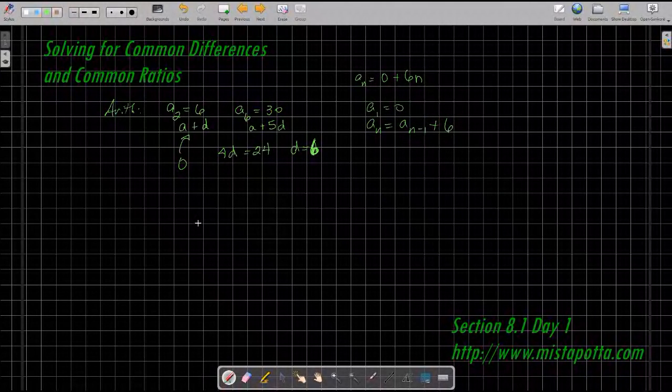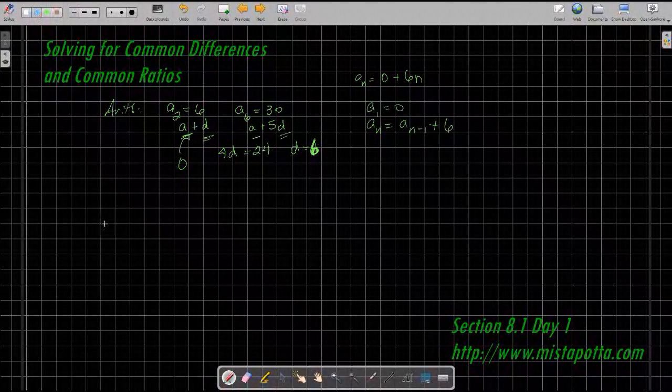So we have this method of solving for a particular sequence. If I'm given 2 elements of this sequence, I can determine both where my starting point is and where my common difference is. In essence, I'm solving a system of 2 equations with 2 variables, a and d. And I can do the same thing for a geometric sequence.